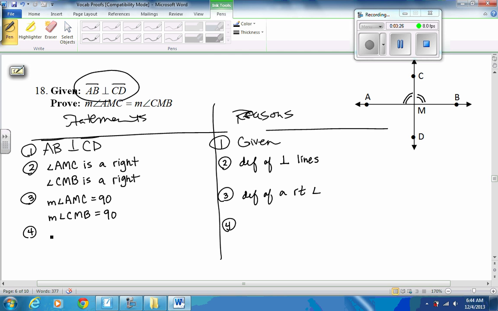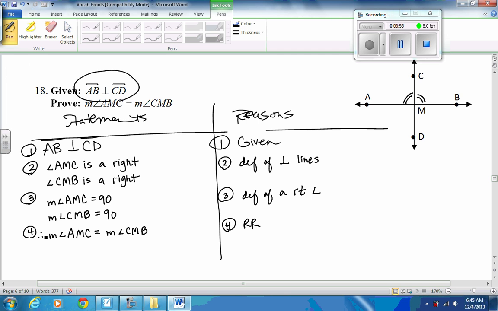Sometimes it's quicker one way or the other, but let's just try it and see what happens. You can always erase if we need to. I'm just going to rewrite this equation. Measure of angle AMC equals 90. But instead of saying equals 90, what can I replace 90 with? What else equals 90? Well, besides AMC, measure of angle CMB also equals 90. Replacement rule. Actually, that's my final statement.